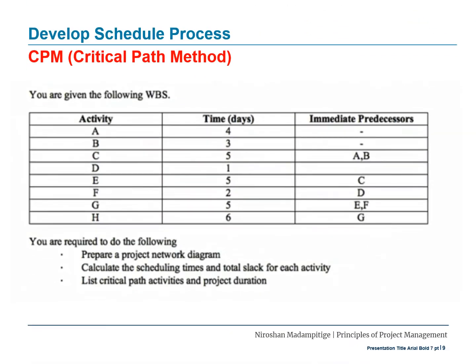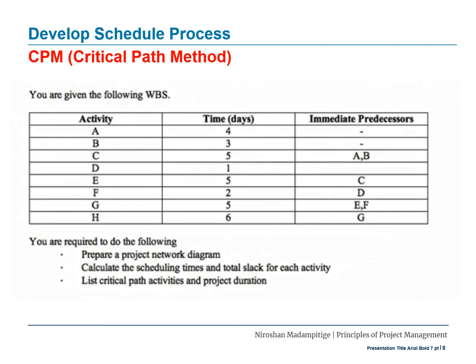Now let's have a look at an example. Imagine you are given this work breakdown structure where you have activities starting from A and going up to H. So how many activities? 1, 2, 3, 4, 5, 6, 7, 8. So you have 8 activities listed. Each activity is estimated using days. And the third column indicates whether a given activity has a predecessor.